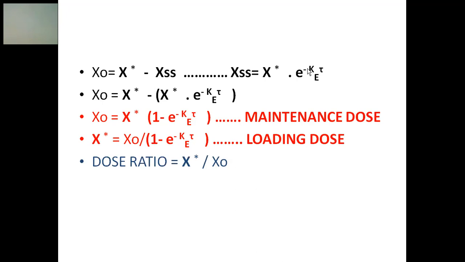Next aspect which you have to remember is the ratio of the loading dose and the maintenance dose. Generally, it is very clear that your loading dose will always be higher than your maintenance dose. So the dose ratio is represented as x star, that is the loading dose, divided by your maintenance dose. If you get the value of x star from the previous equation and put it over here, we get the dose ratio conventionally equals 1 by 1 minus e to the power minus ke tau.